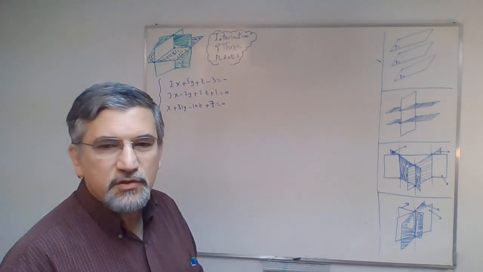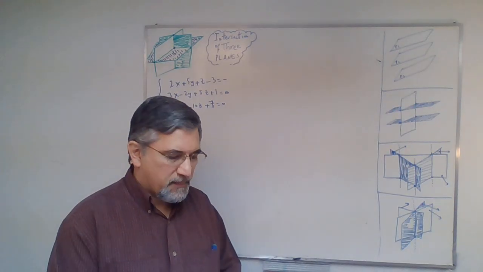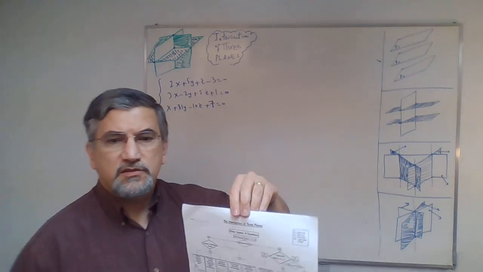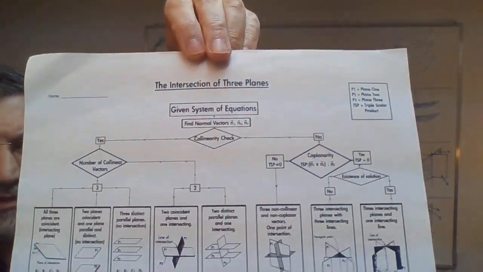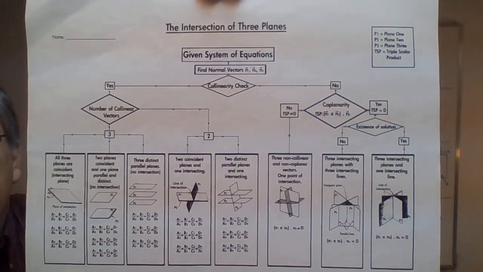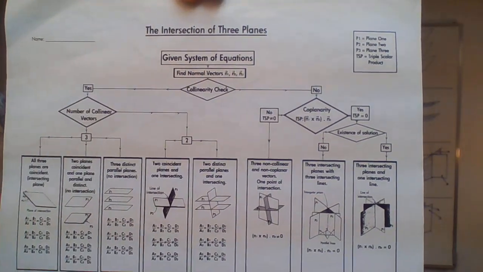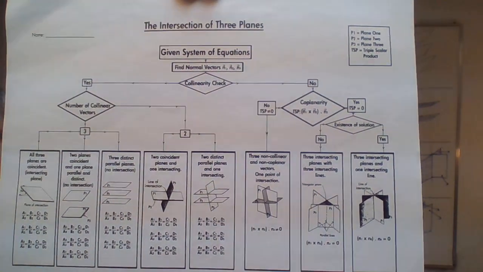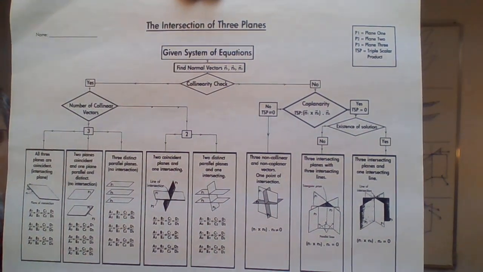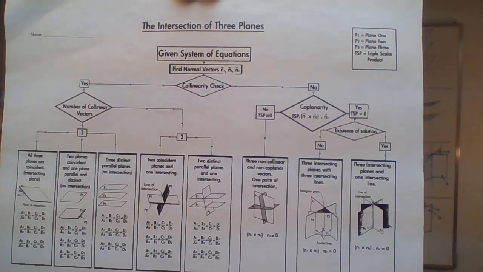Hello, folks. We continue our lectures with the intersection of three planes. I have a sort of flow chart that I'm going to show you here, and maybe you can see it better right now. It shows the intersection of three planes, and it is a flow chart that gives you the procedure to narrow down your search in finding what the situation is among three planes.